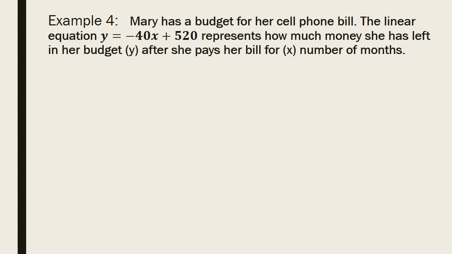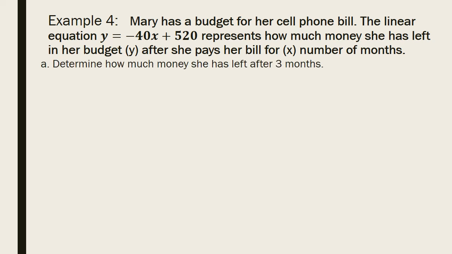Now let's take a look at this word problem. Mary has a budget for her cell phone bill. The linear equation y equals negative 40x plus 520 represents how much money she has left in her budget, y, after she pays her bill for x number of months. Now, y in this example represents the money in the budget, and x represents the number of months. So let's take a look at the first question.